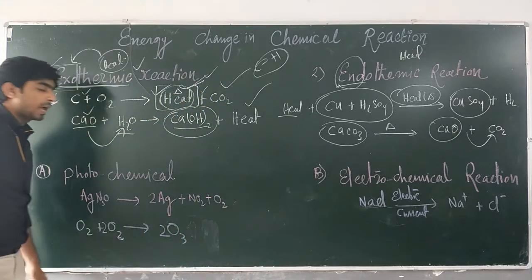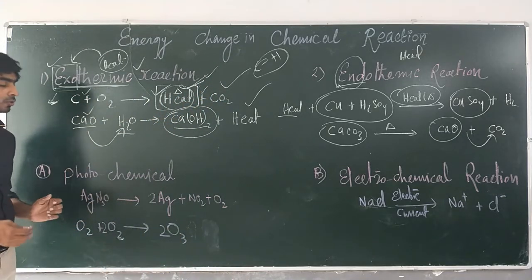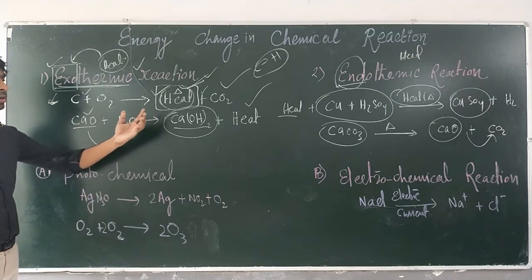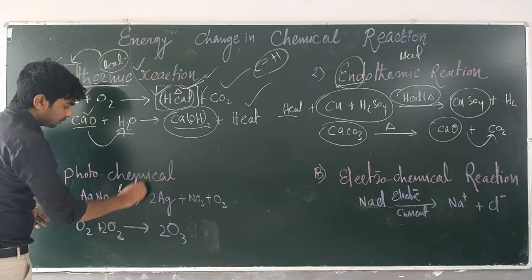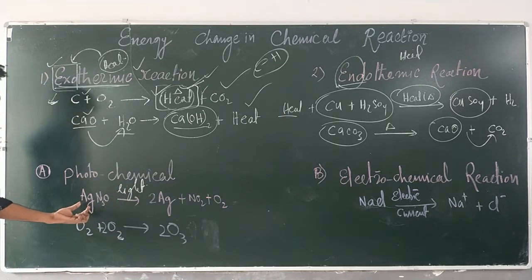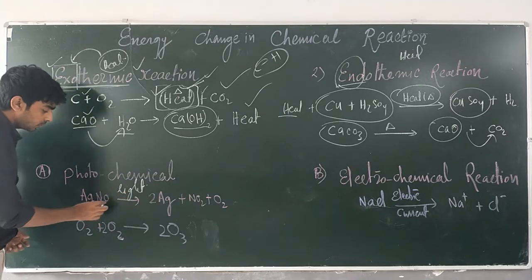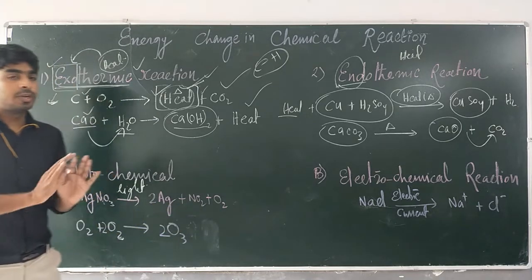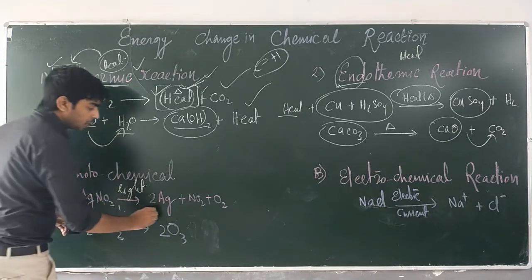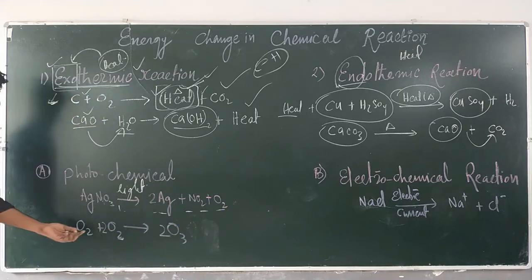Now, the same endothermic reaction could be divided into two parts, photochemical reaction and electrochemical reaction. What is the photochemical reaction? Actually, the same endothermic reaction. What happens in this case? They don't take the form of heat, they take the form of light. Okay, so when you apply light on AgNO3, it will form Ag plus N2 plus O2. It is actually decomposing into two or three parts. Okay, and what is happening over here?